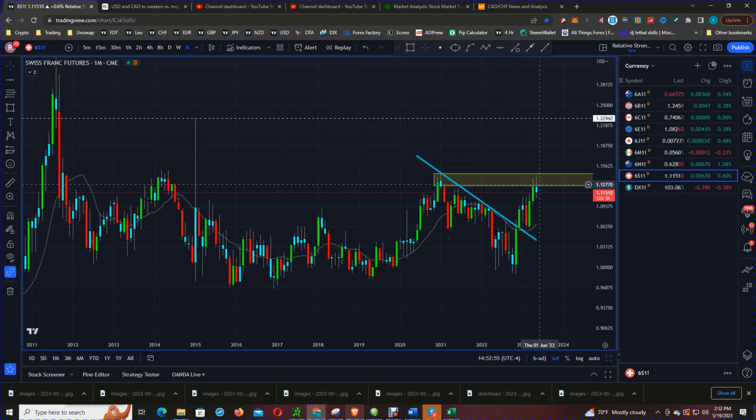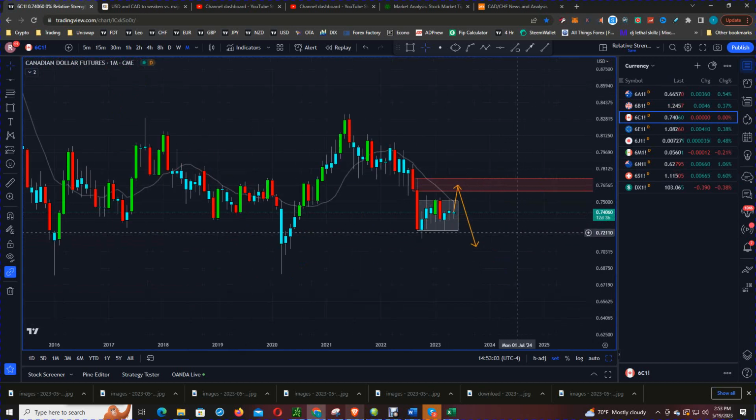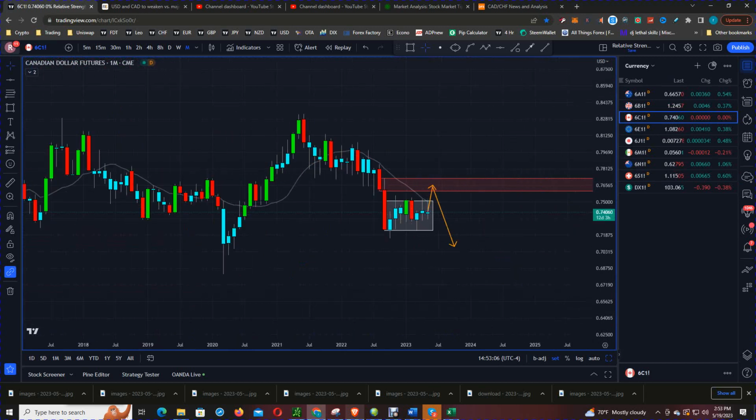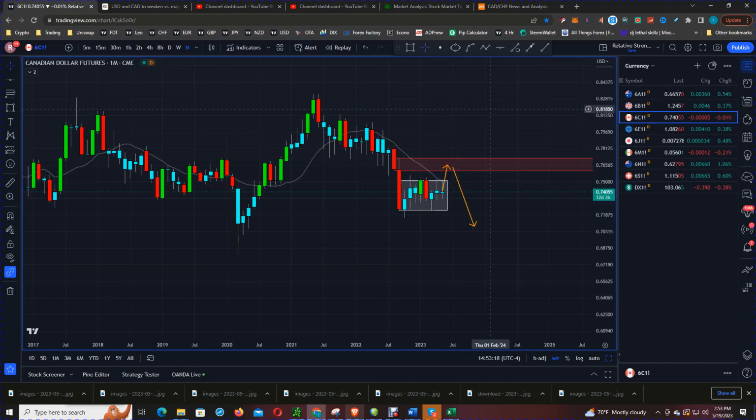So right now you have a pause in price on the Swiss franc, and you have indecision on the Canadian dollar. So which one is going to, what's going to happen with these two currencies? Don't know. It's going to dictate where the CAD Swiss franc goes.